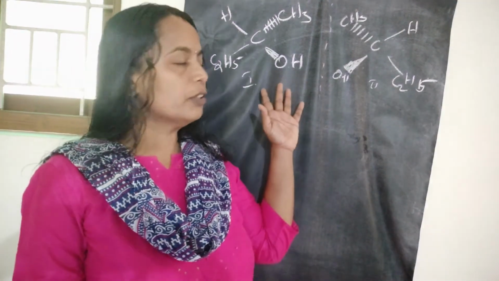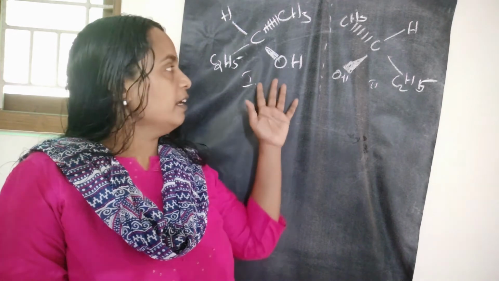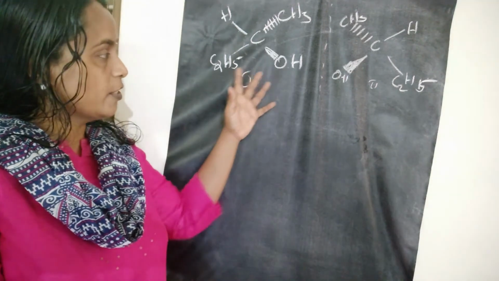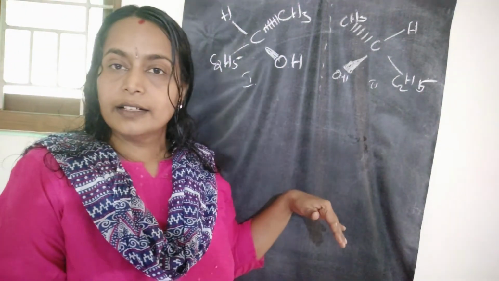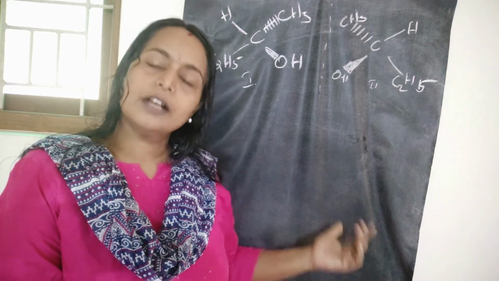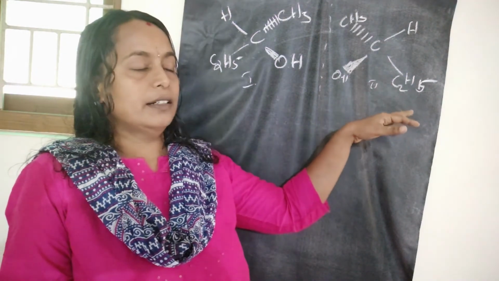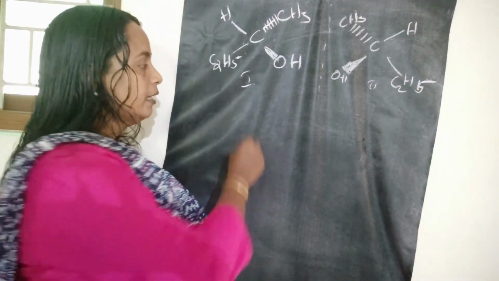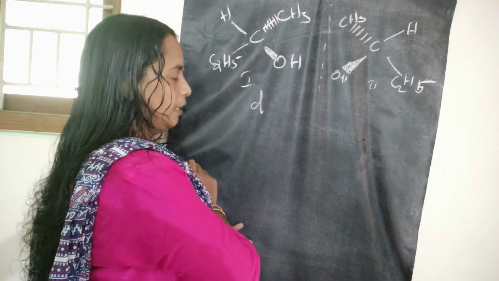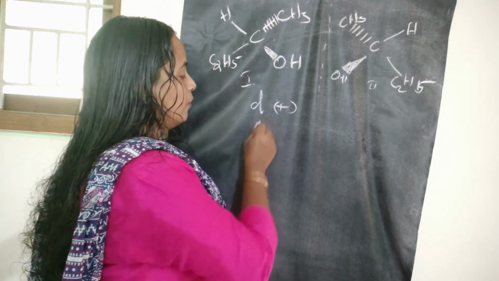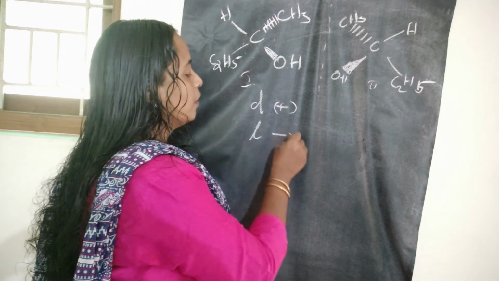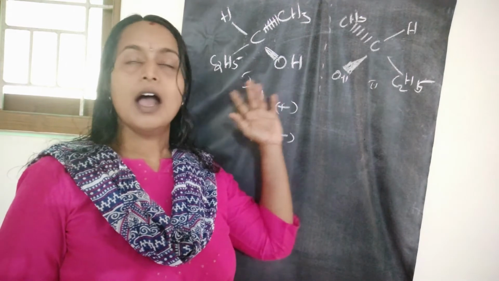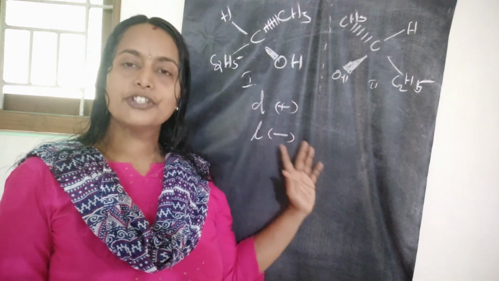And if the molecule has chirality, then it behaves as an optical isomer, and one of the optical isomers rotates the plane polarized light in a clockwise direction, and the other will rotate in an anti-clockwise direction. The dextro is represented by D or with a plus sign, and levo is represented by L, small letter L, or a minus sign. These two types of optical isomers are called enantiomers.